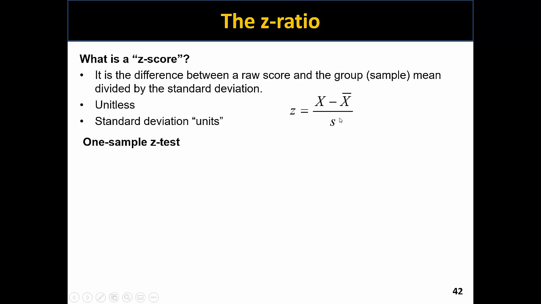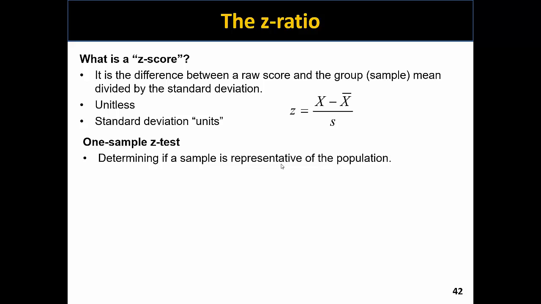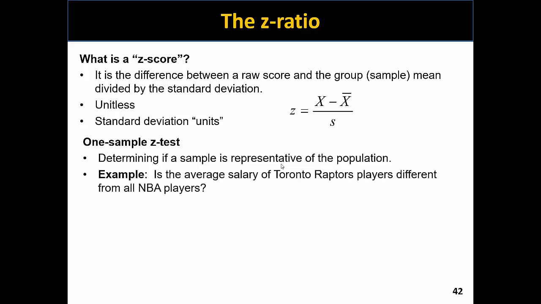Now, we're going to extend this into something called a one sample z-test. And because the z-test is derived from a population, what we're going to do in this example is determine if our sample is actually representative of the larger population from which that sample was obtained. And so our question here is: if the average salary of the Toronto Raptors players is different from all NBA players.